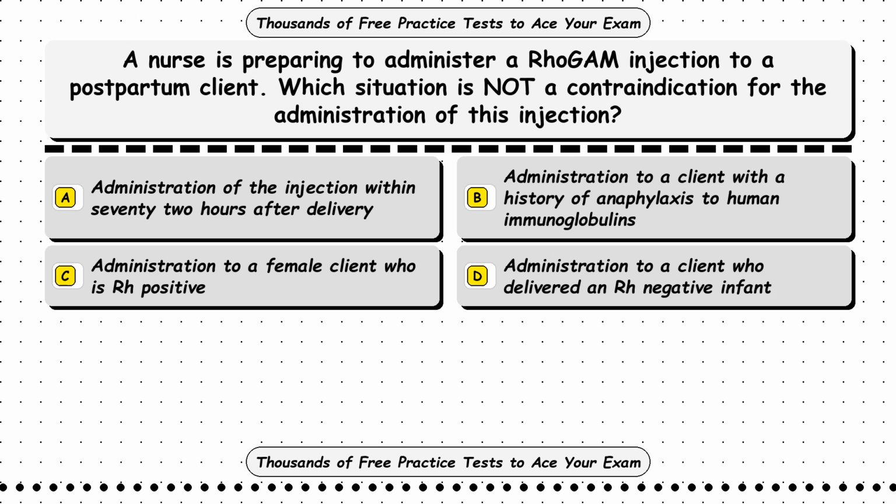Question 92. A nurse is preparing to administer a RhoGAM injection to a postpartum client. Which situation is not a contraindication for the administration of this injection? Option A. Administration of the injection within 72 hours after delivery. Option B. Administration to a client with a history of anaphylaxis to human immunoglobulins. Option C. Administration to a female client who is Rh positive. Option D. Administration to a client who delivered an Rh negative infant.